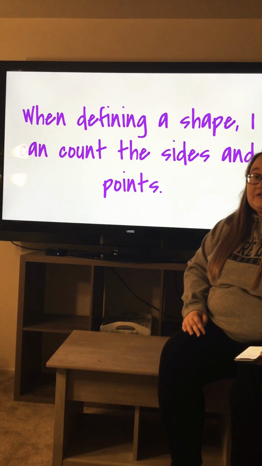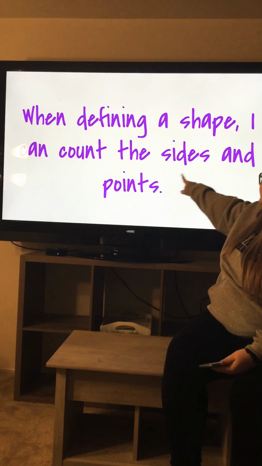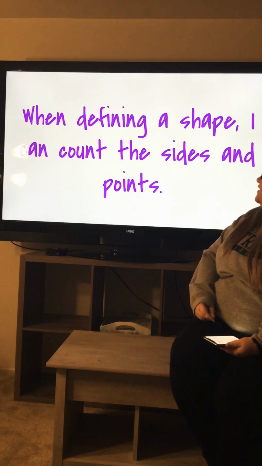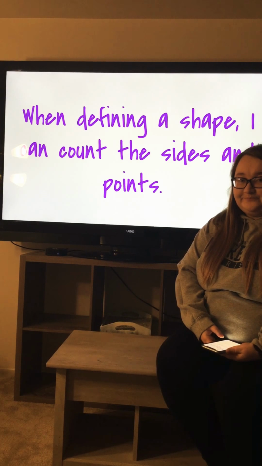Now, I want you to say this with me. When defining a shape, I can count the sides and points. Say it again. When defining a shape, I can count the sides and points.